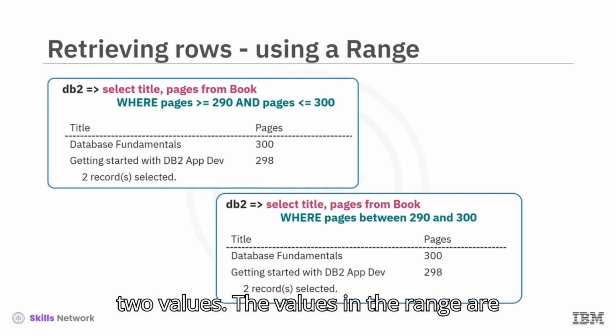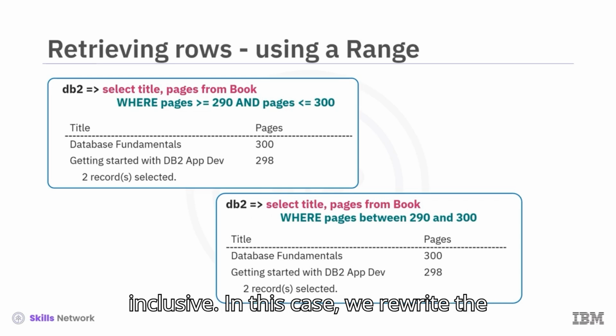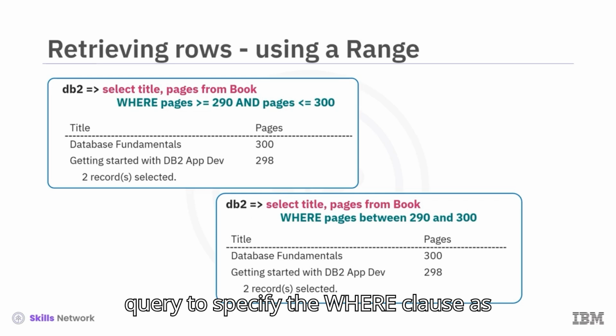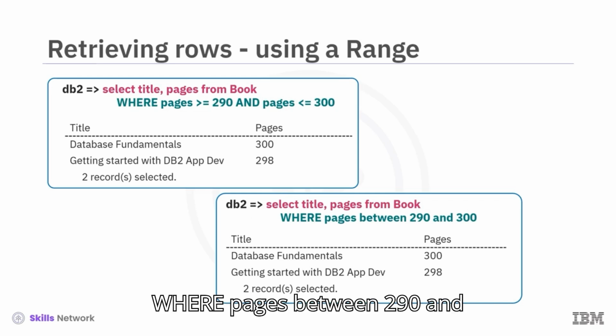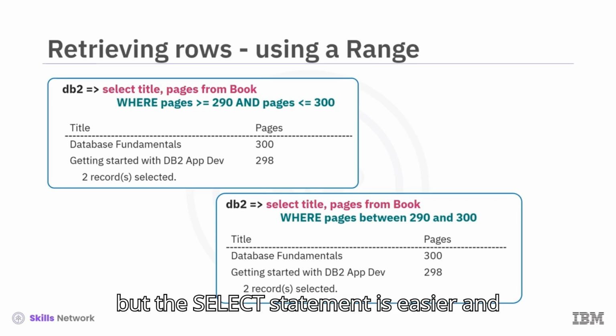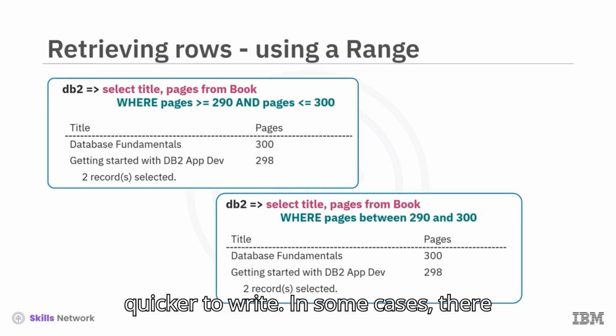Between and compares 2 values. The values in the range are inclusive. In this case, we rewrite the query to specify the where clause as where pages between 290 and 300. The result set is the same, but the select statement is easier and quicker to write.